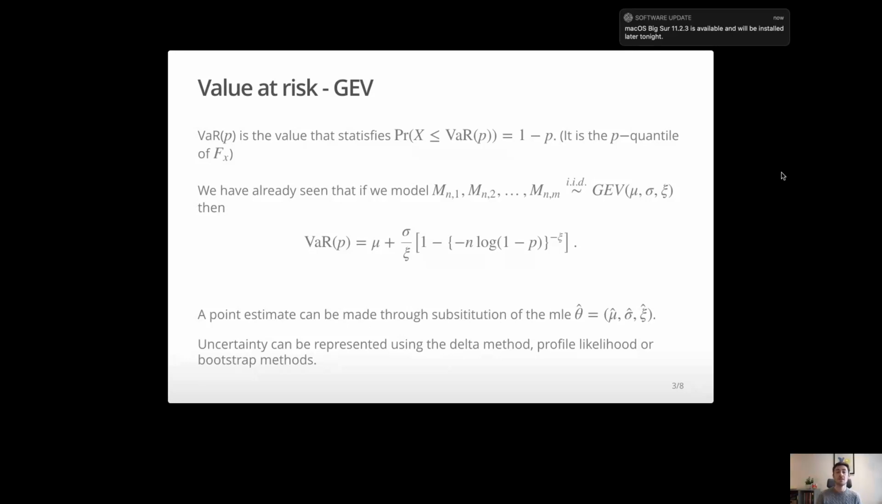So to begin, we'll consider the case where we have IID observations underlying some block maxima. So we're going to be fitting a GEV distribution.